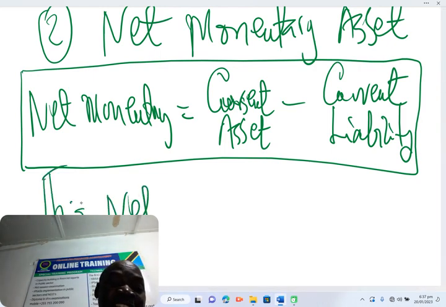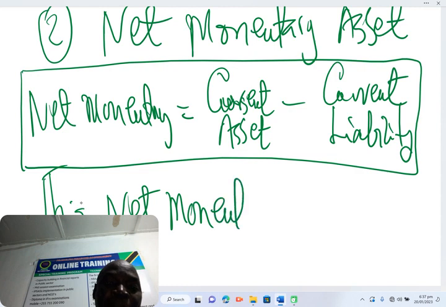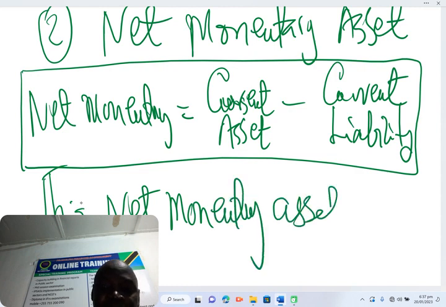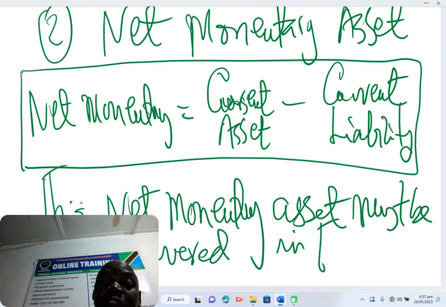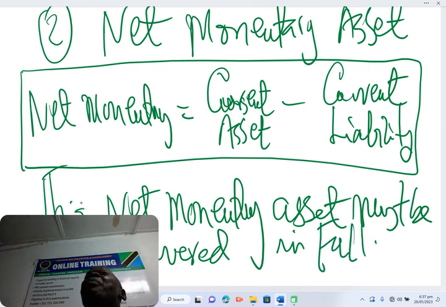This net monetary asset must be recovered in full. Meaning that you can't impair money. Can you impair money? You have 10,000 shillings, it is 10,000 shillings. No impairment. So it must be recovered in what? In full. These are the two basic concepts in impairment of the cash generating asset in public sector.